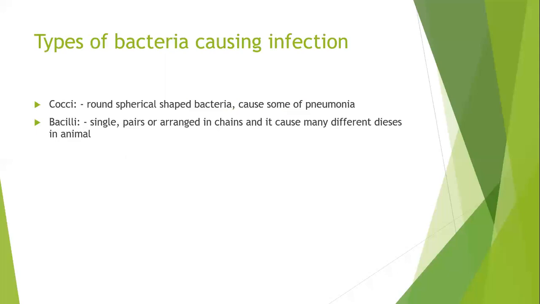Now I'll give two examples of bacteria which cause infection. Cocci is a round, spherical-shaped bacteria, which commonly causes pneumonia in most cases. The other one is Bacilli bacteria, which can be in the form of singles, pairs, or arranged in a chain form, and it causes many different diseases in animals.